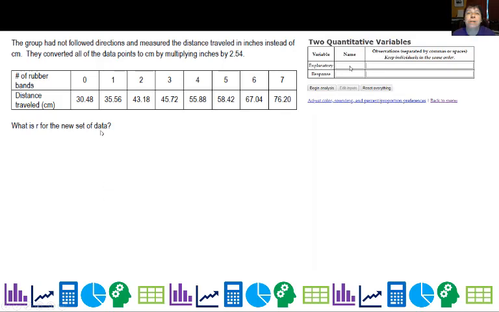Now, the group had not followed directions. You probably noticed those measurements were different from yours, and that's because they did it in inches instead of centimeters. So what do we do here? Convert all these to centimeters. And I went ahead and used Statlet to get my new data, and we'll see what R is for that. Should it really change, though? Because all I'm doing is changing the scale of distance. I'm not really increasing any distance, just the units of measure. And let's see what happens to the correlation.